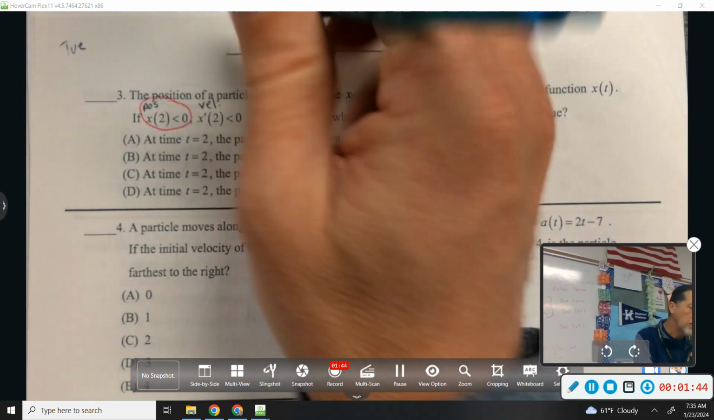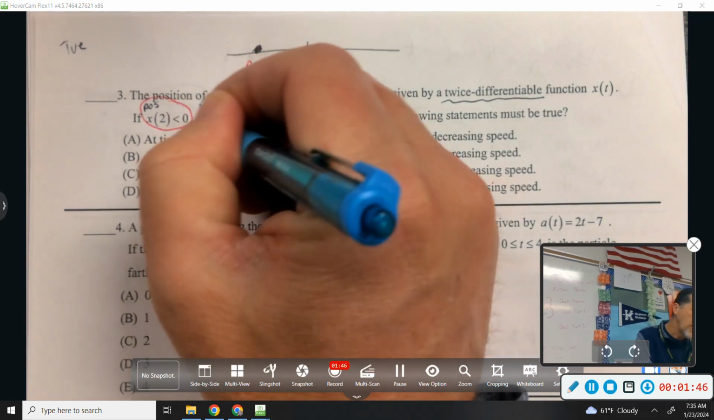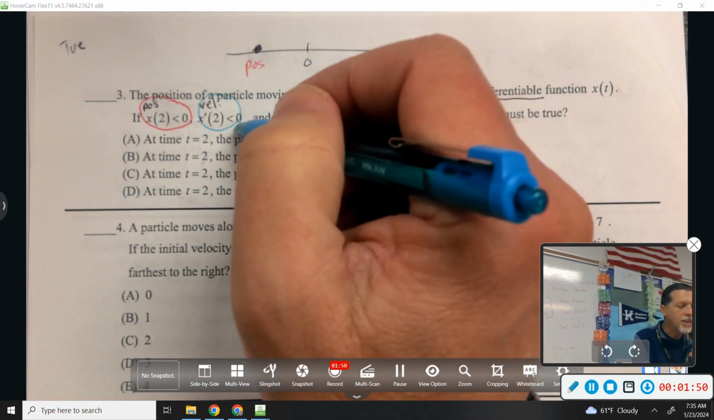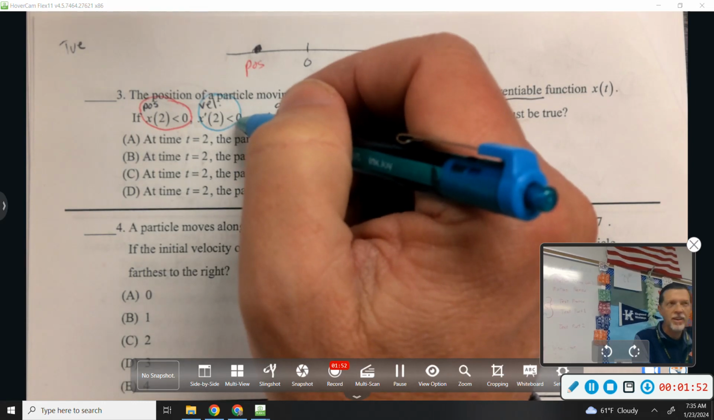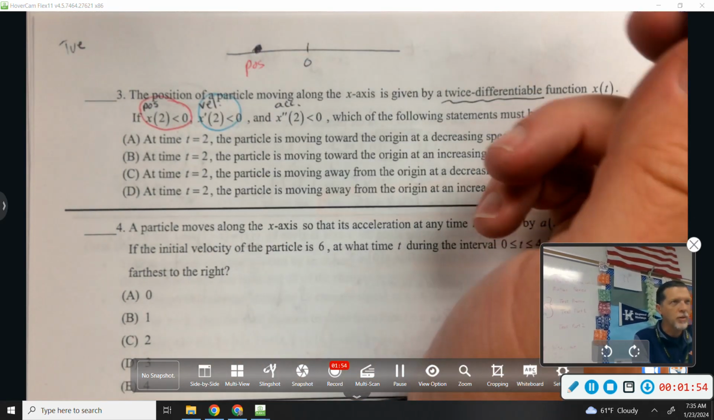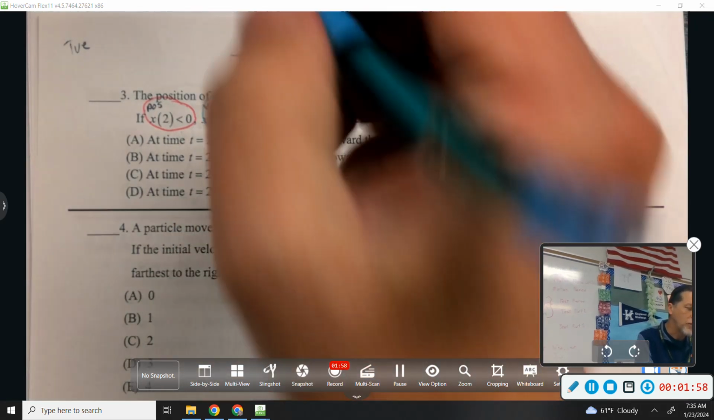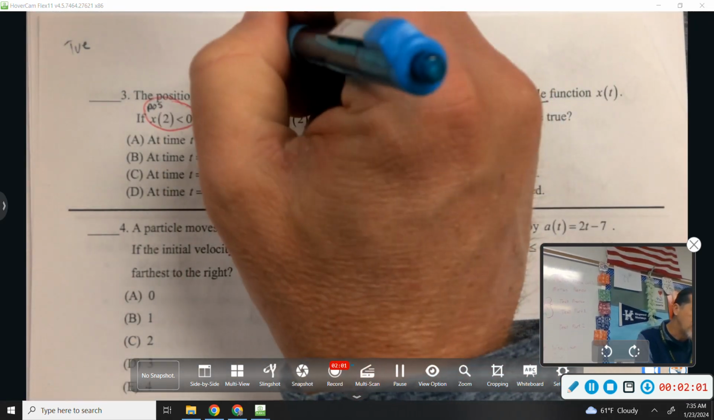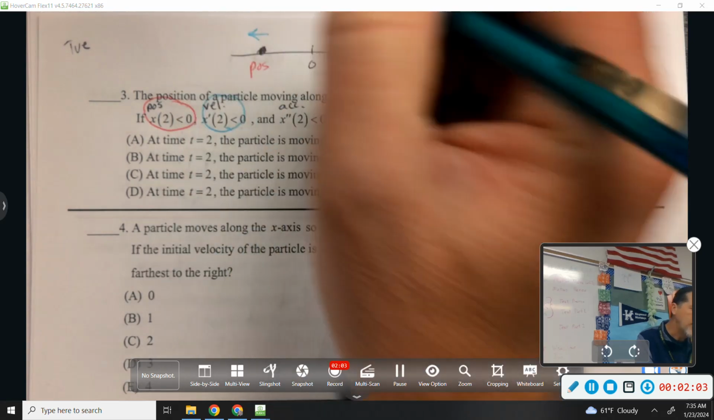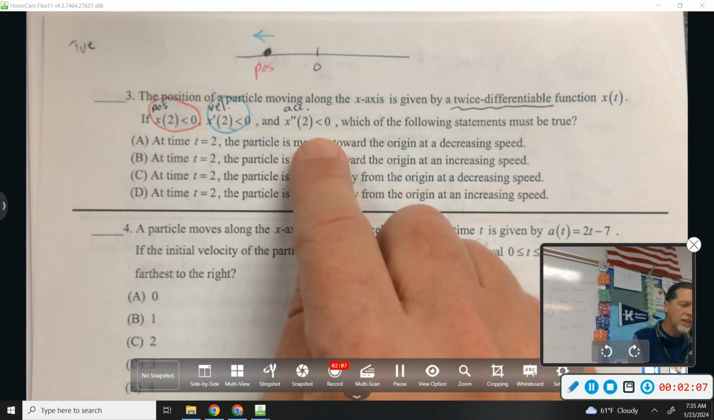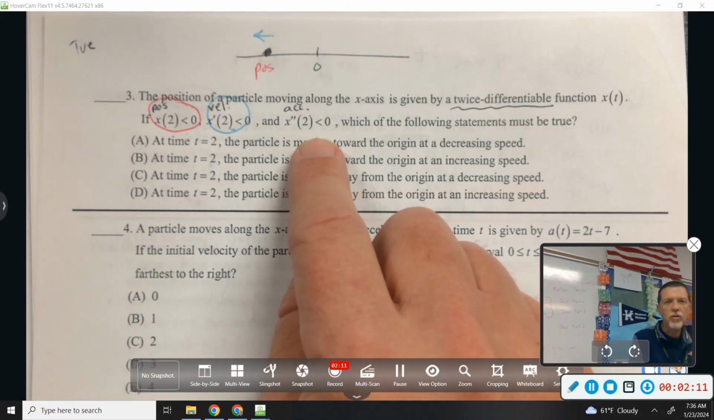It's moving away from the origin because velocity is negative. You know what? I should be careful how I phrase that. Velocity is negative means I'm moving to the left, which in this case means I'm moving away from the origin. So what you said was right, but not directly flowing from this. So velocity is negative means velocity is to the left. Acceleration is negative. Okay, so that means it's trending toward the left.